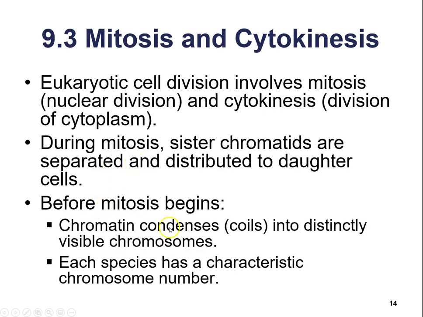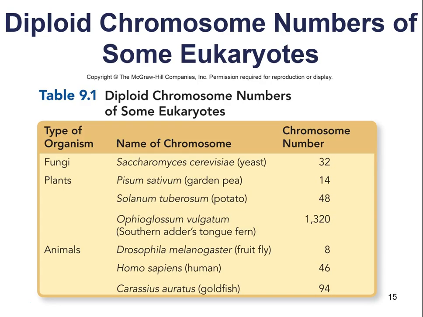Before mitosis begins, the chromatin condenses and coils into those visible chromosomes. Basically every species has a characteristic chromosome number. Here's a table showing you that. We should be aware of how many chromosomes we have as humans: 46 chromosomes, 2 sets of 23. 23 from your mom, 23 from your dad.